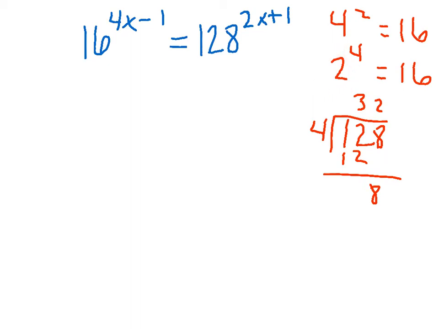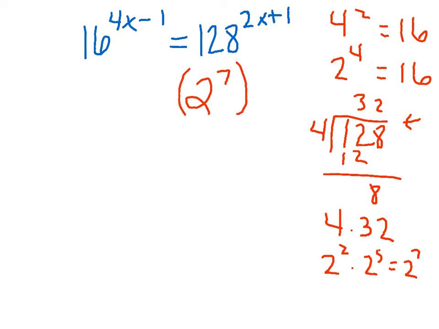And if I look at my numbers here, 4 and 32 are both powers of 2 that I'm pretty familiar with. I know that 4 is 2 squared, and I know that 32 is 2 to the 5th. So if I think about 128 as 4 times 32, and there are lots of other ways to think about it, but we already did the work right here, this is really 2 squared times 2 to the 5th, which gives me 2 to the 7th power. So I'm going to rewrite the right-hand side as 2 to the 7th power to the 2x plus 1.